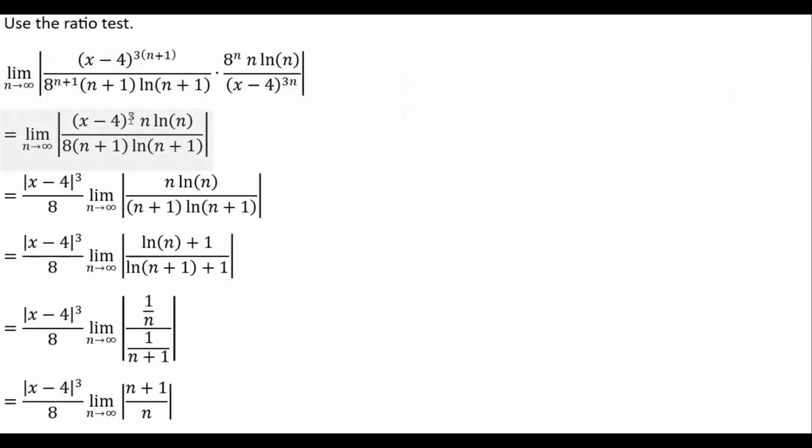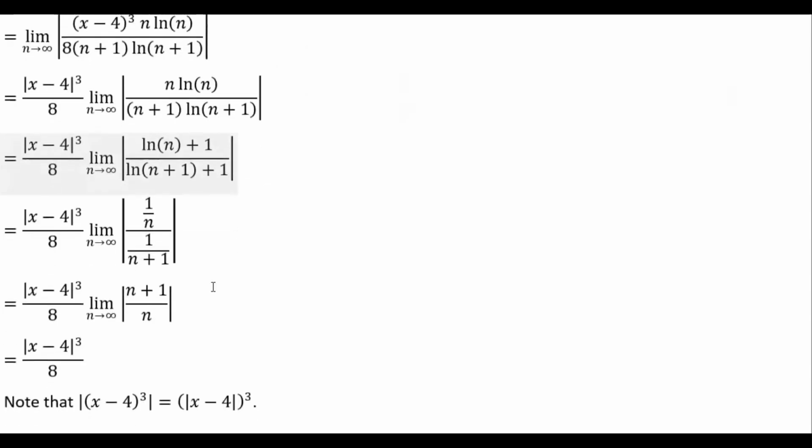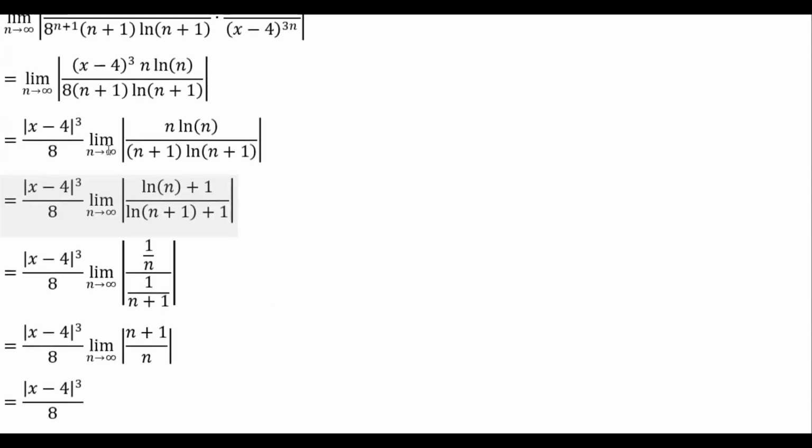This (x minus 4) cubed, I can pull out, okay? It doesn't depend on n, same with this 8. By the way, let me jump to that note first. Hopefully you would agree that (x minus 4) cubed inside the absolute value is the same thing as the absolute value of x minus 4, cubed. This is true, especially because n is positive and it's approaching infinity, okay?